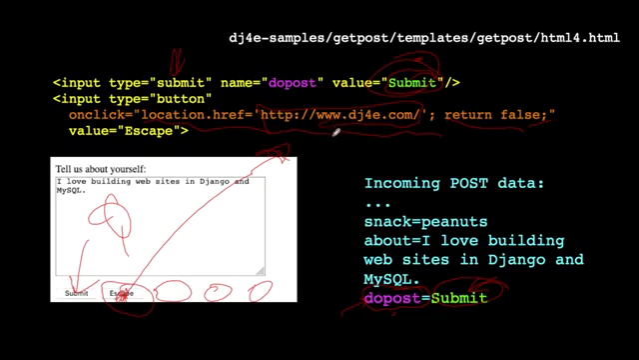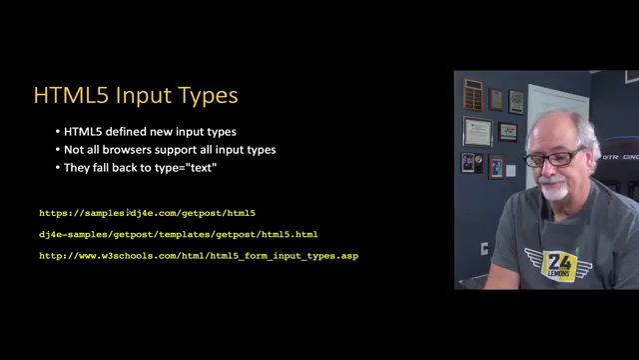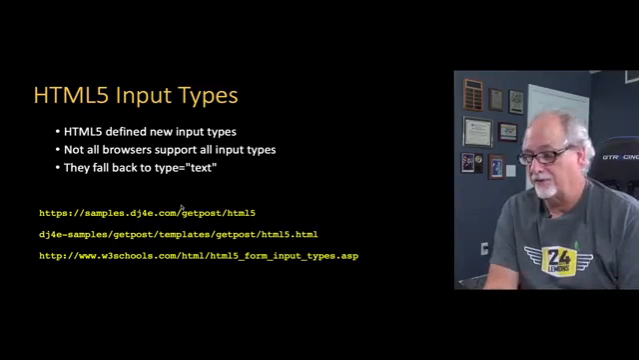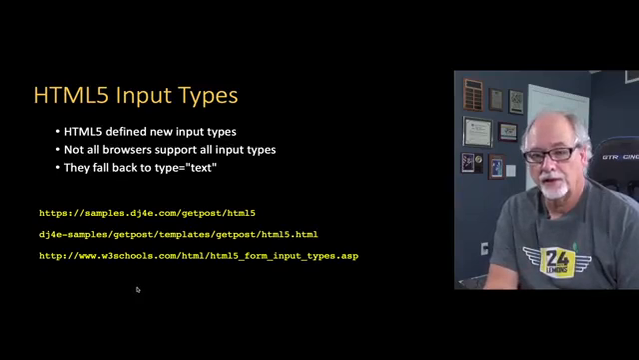Just if I know the URL I want to go back to or go to, then you can put it in here and onclick location.href. So those are the input types that have been around for probably 20 years. Yeah, at least 20, 25 years.